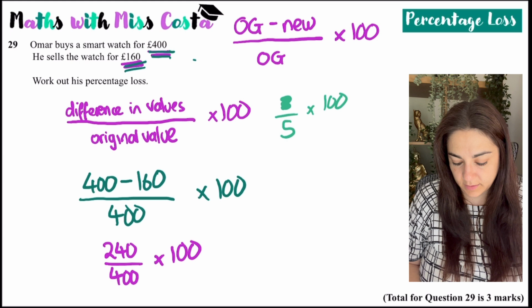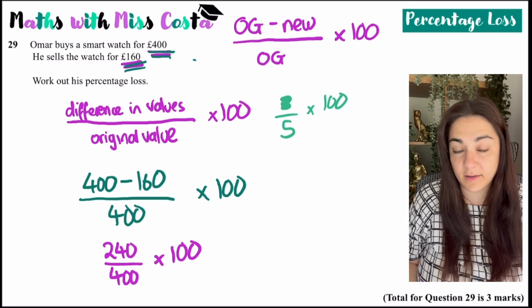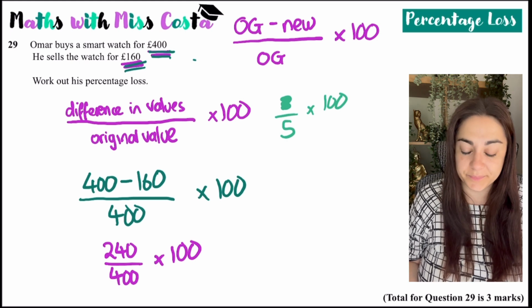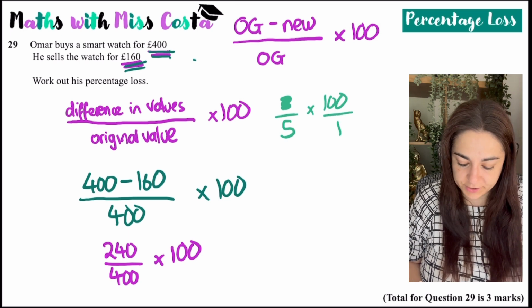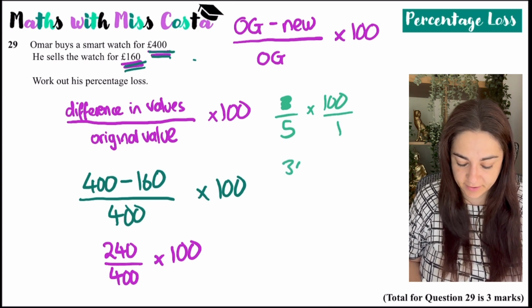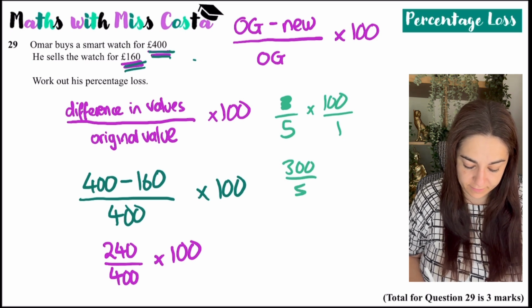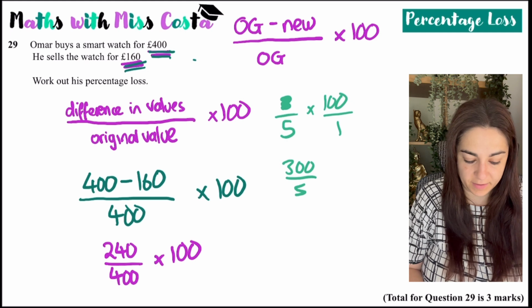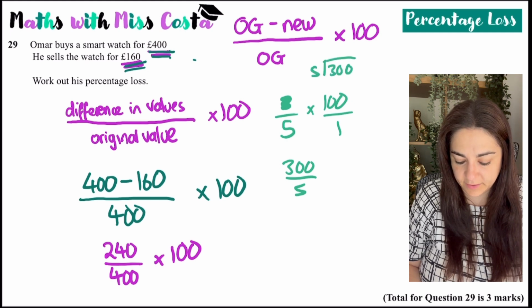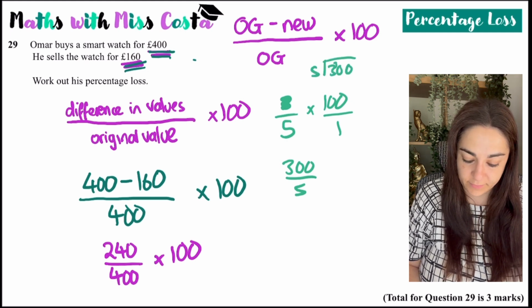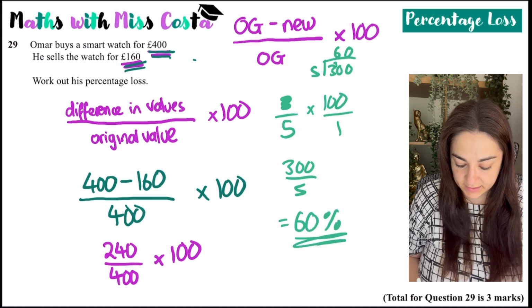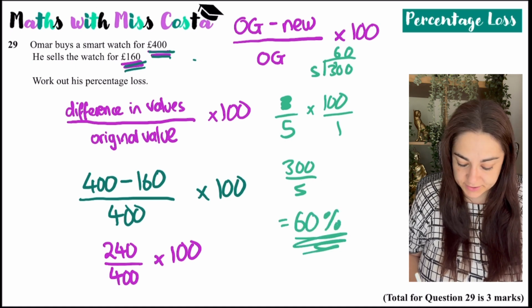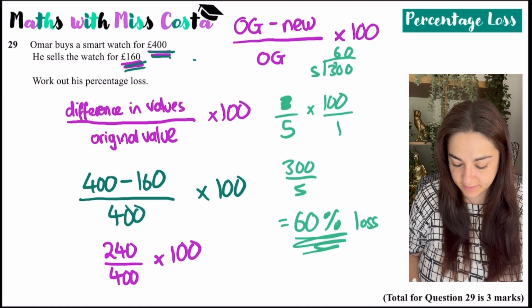And then either I could convert 3/5 into a decimal, so 0.6, or I could just multiply the fractions. So 3 times 100 is 300, and then I'm left with 300 divided by 5. If I need to, I can use the bus stop method. So 300 divided by 5, 5s into 3 don't go, 5s into 30 is 6, so that would be 60. So his percentage loss is a 60% loss.